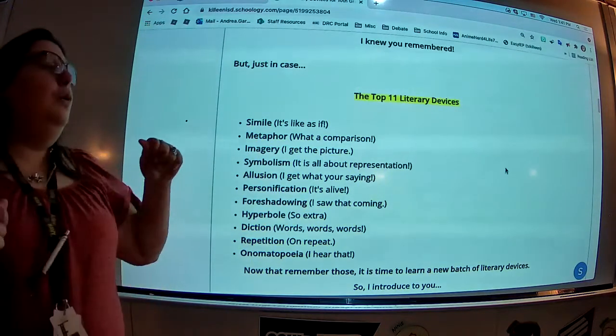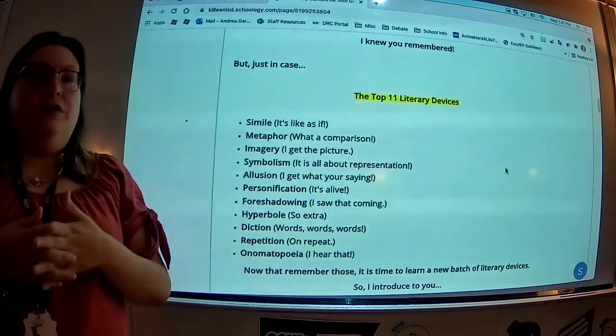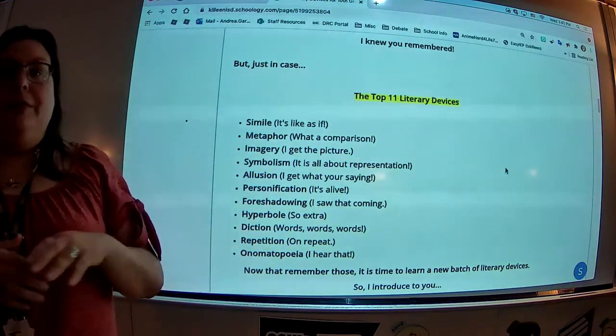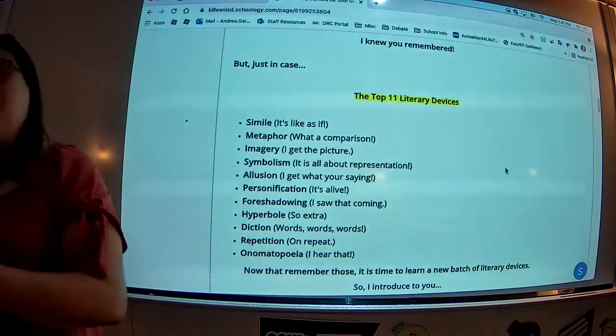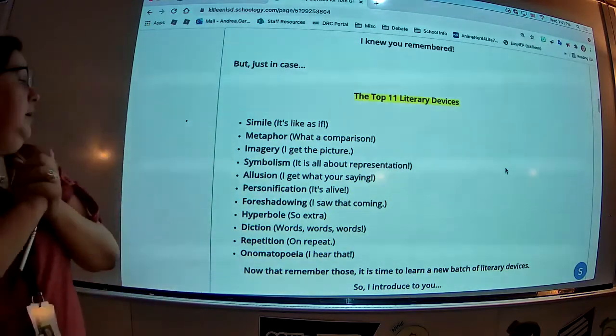Okay, so allusions and symbolism only work if the people reading the stuff know what you're talking about, right? I can make allusions all day long and it's gonna just go right over your head if you don't know what it's talking about, okay?